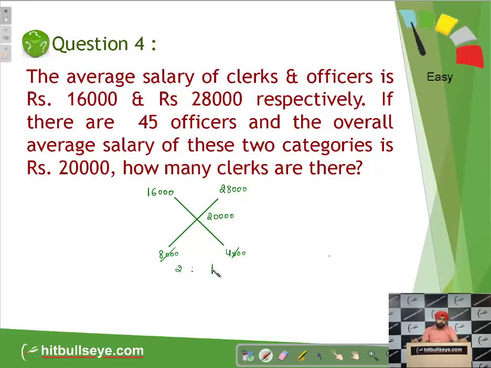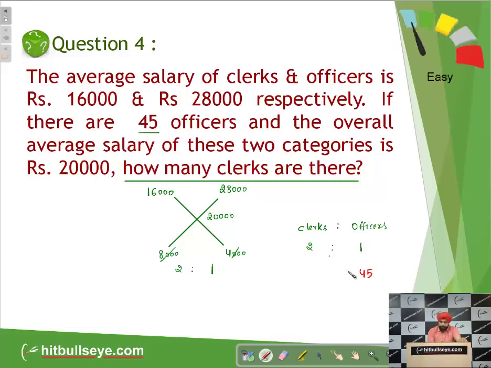But is the question asking about the ratio from us? No. The question is asking about how many clerks are there. So if you read carefully, the question has already stated that there are 45 officers. Now from the information we have got, the ratio of clerks to officers happens to be 2:1, and the question states there are 45 officers.